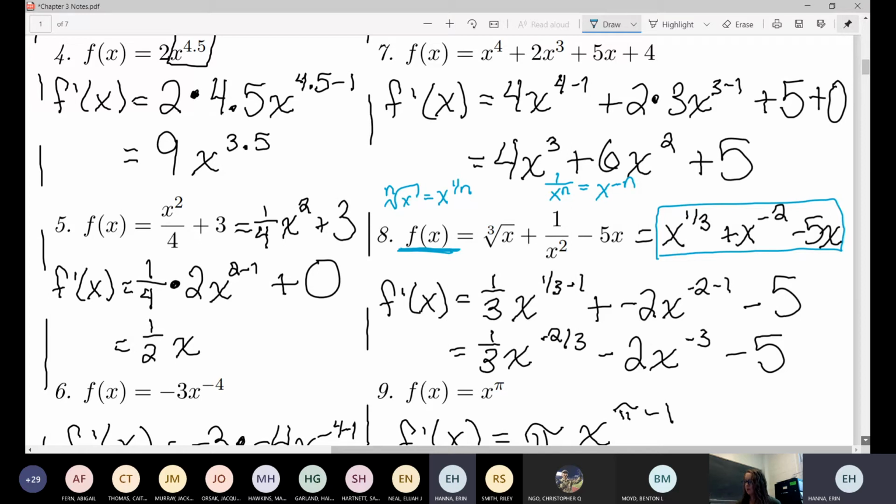So now I have a couple of power rules. I want to take x to the 1/3 and take its derivative. My power rule tells me to bring that power out front. Here it is. And then I have to subtract 1 from that power. So 1/3 minus 1.